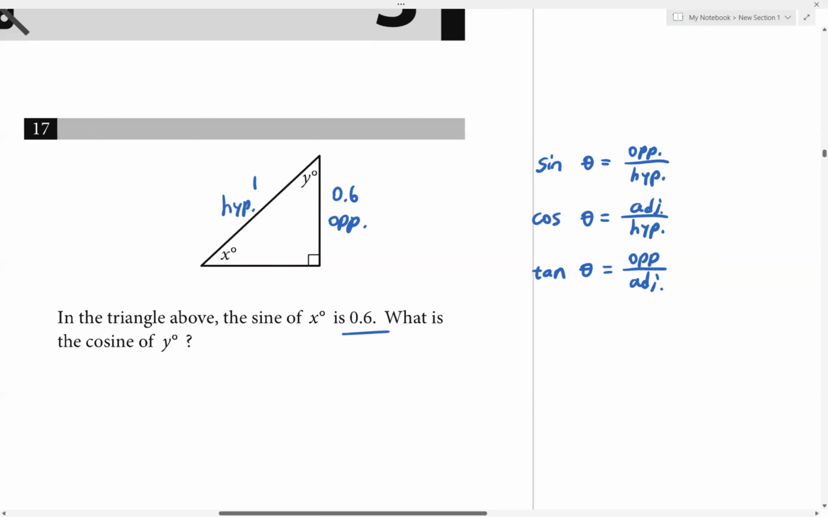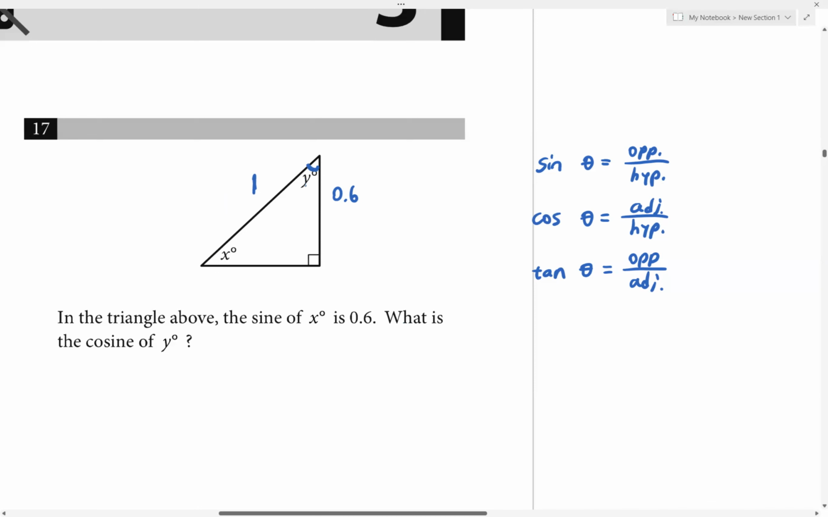The question is, what is the cosine of y degree? So now we're switching angles. We're looking from angle y's perspective. What's the cosine of angle y? Remember, we're switching angles, so we have to redo the opposite and adjacent sides. They will switch.